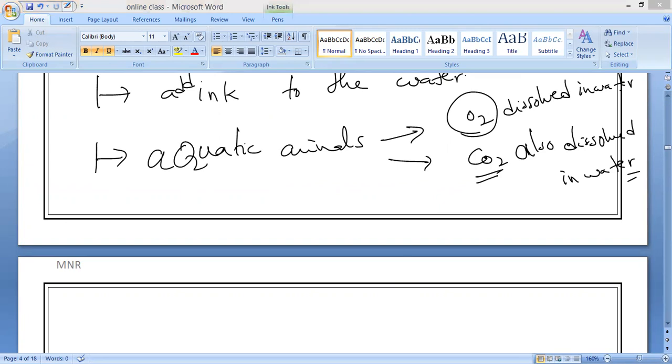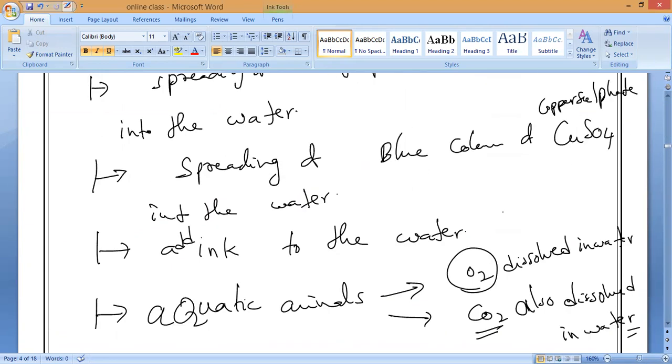So you can see that gases like carbon dioxide and oxygen are essential for the survival of aquatic plants and animals. The carbon dioxide and oxygen present in air will diffuse into water. That is what we can say: dissolved, or else diffused into water.